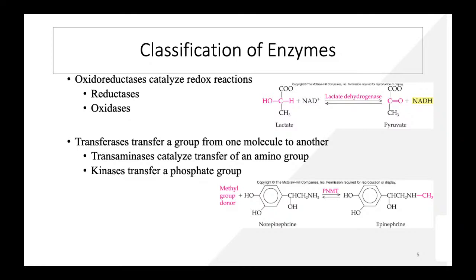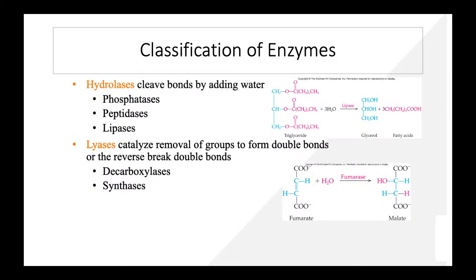In the transferases, one group is transferred to another. So transaminases transfer the amino group, and kinases transfer a phosphate group, like this. Like in norepinephrine, a methyl group donor is there. With the help of PNMT, epinephrine is made, and the methyl group has been attached.